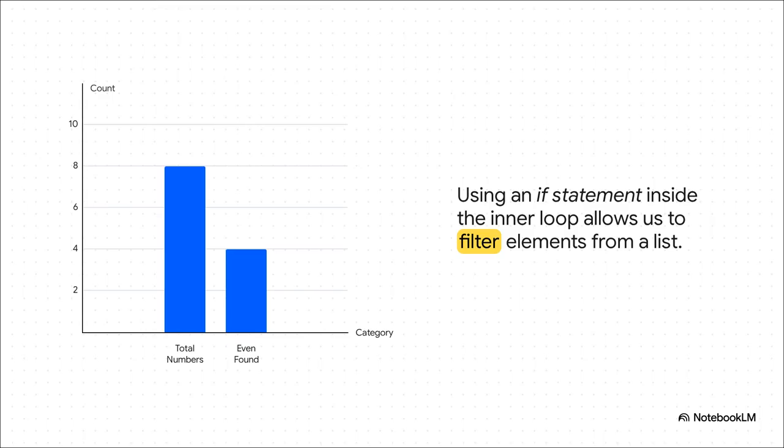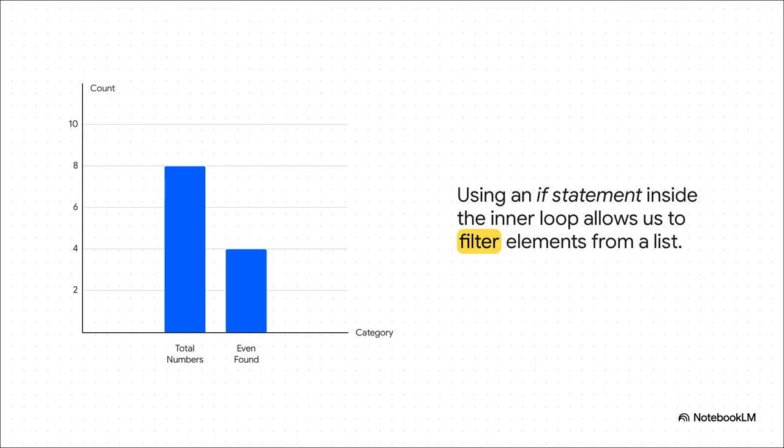So step 1, our outer loop grabs the first row, 10, 15, 20. Step 2, the inner loop looks at 10, then 15, then 20. Step 3, what's our job? A simple check, is the number even? If it is, we add it to a new list. We just repeat that for all the rows, and as you can see, we correctly find the 4 even numbers hidden in our data.